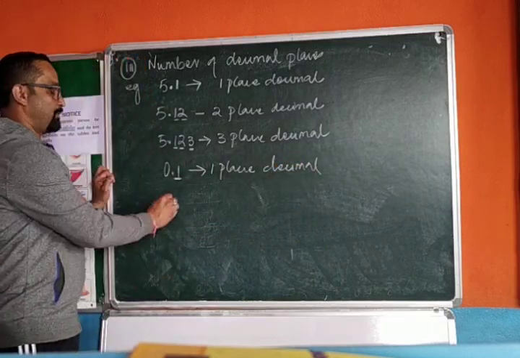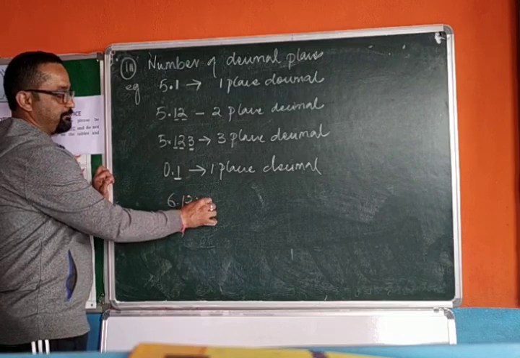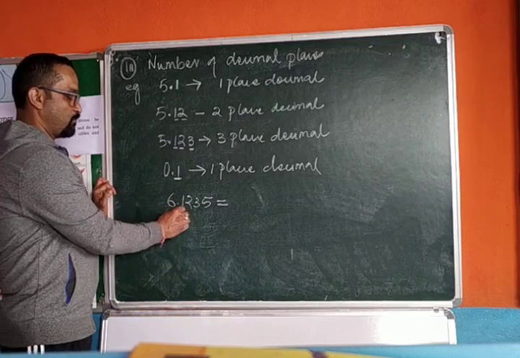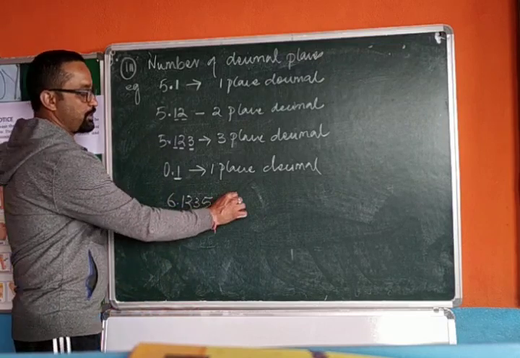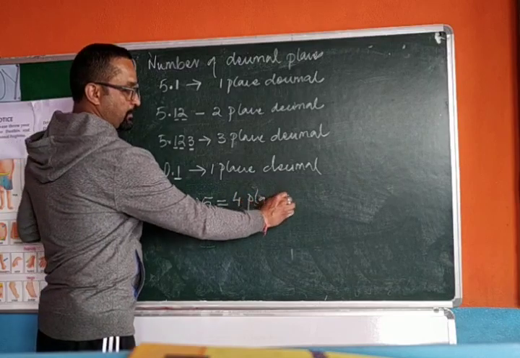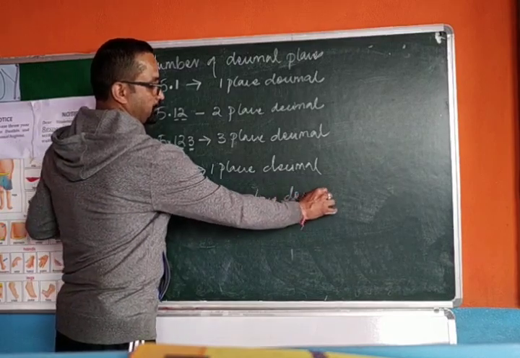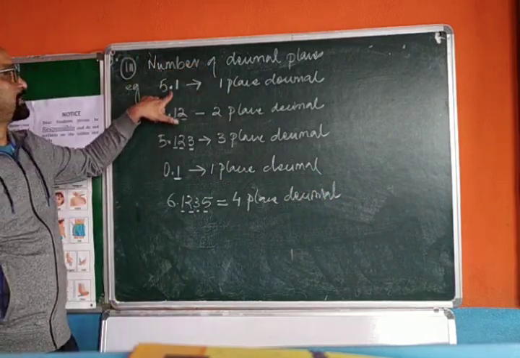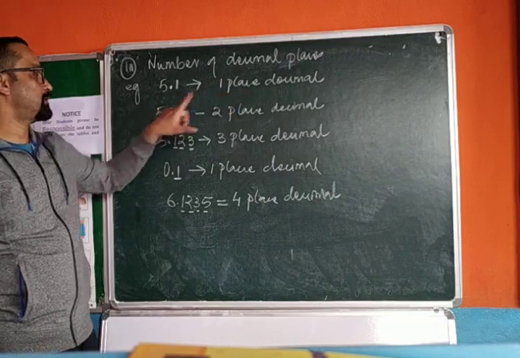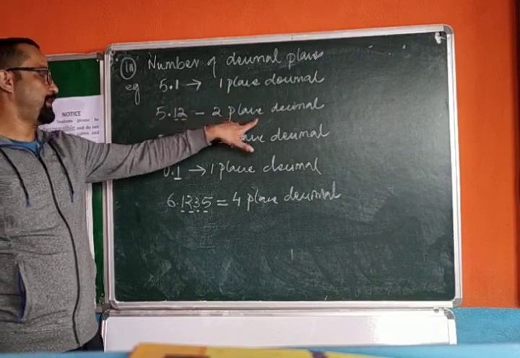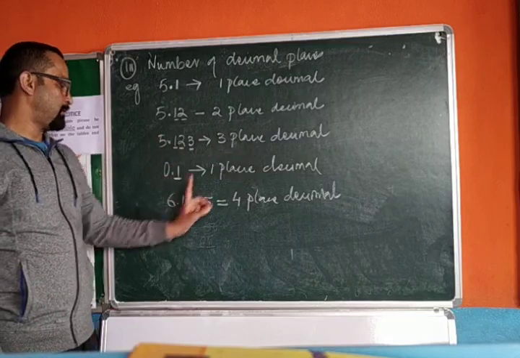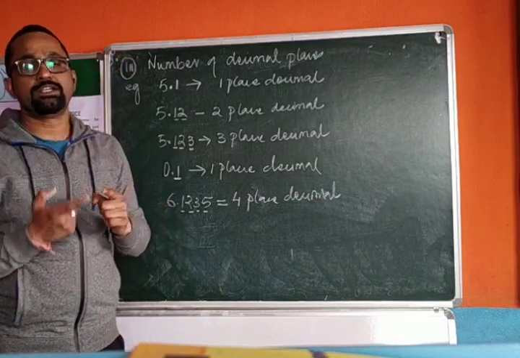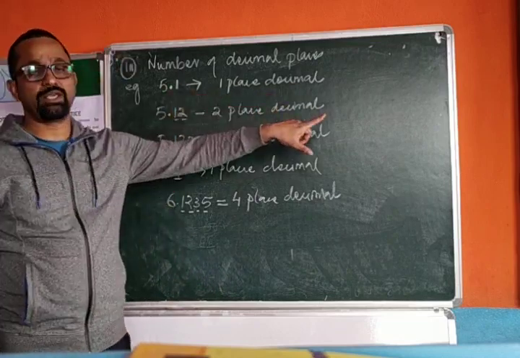Let's take fourth example, 6.1235. Count the number of digits after decimal. 1, 2, 3, 4. So it is 4 place decimal. This is how we write number of decimal places. Count the digit, 1 place. Count the digit 2, 2 place. Count the digit 3, 3 place. Count the digit 4, 4 place. The number of digits after decimal gives you the decimal place.